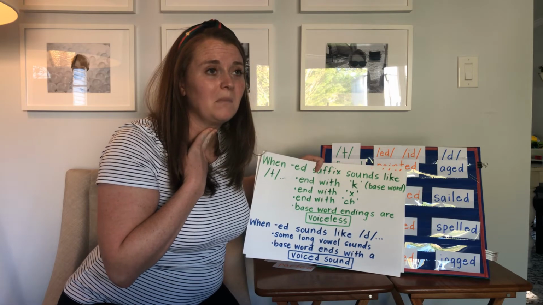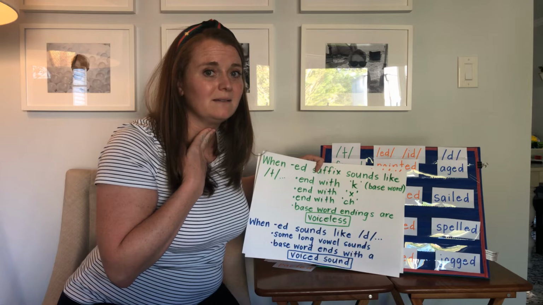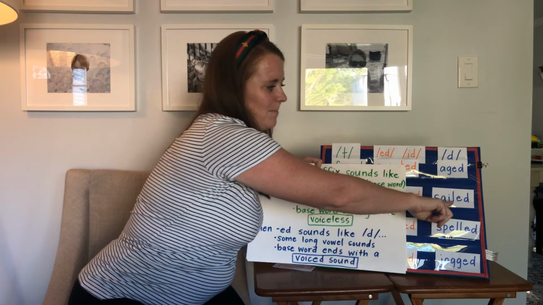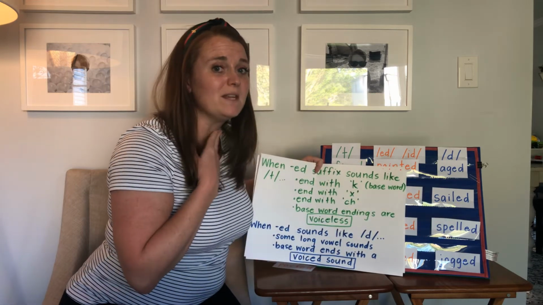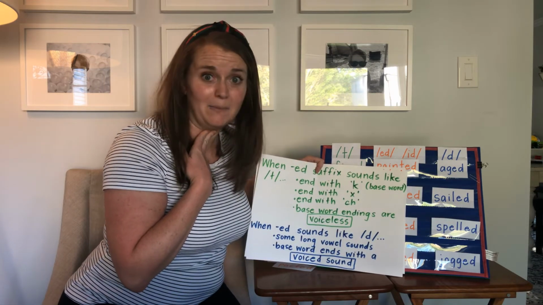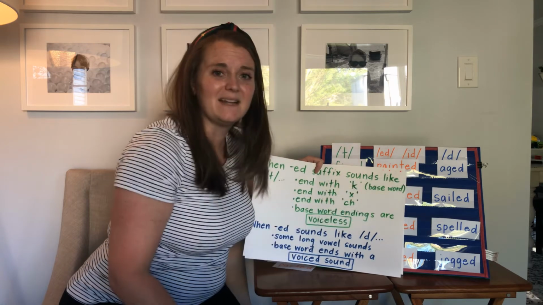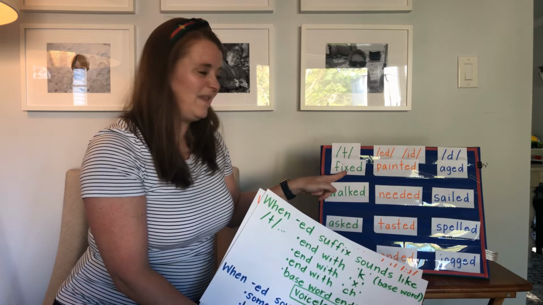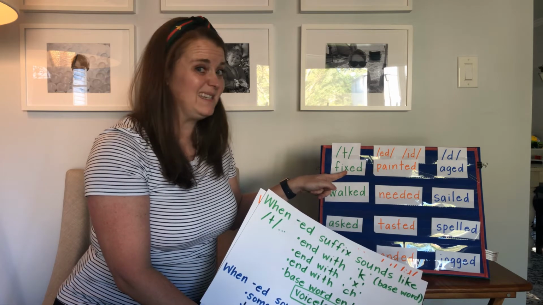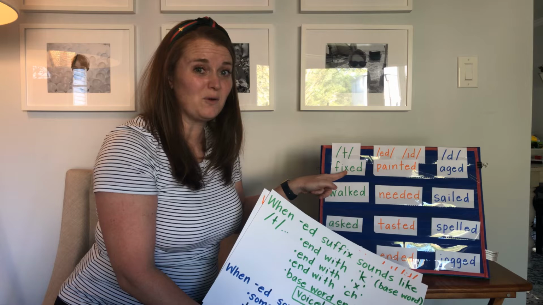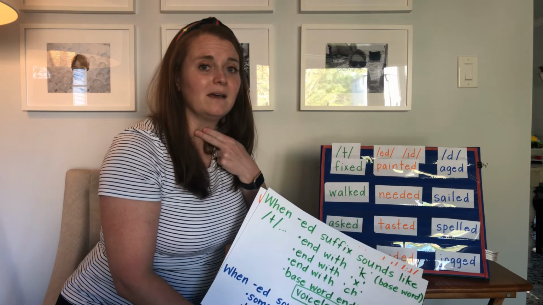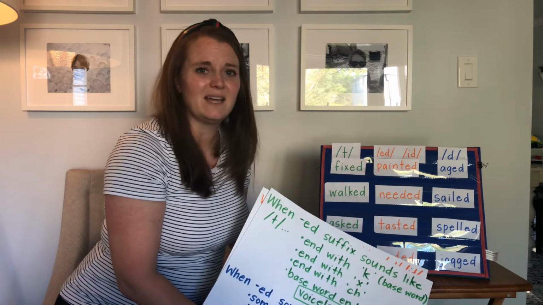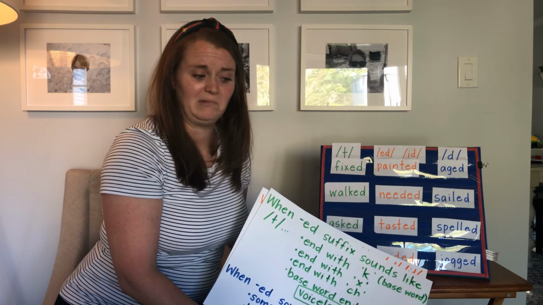L, sailed, and then you add the ending. So when the end sound in the base word before the ED has a voice to it or makes your vocal cords vibrate, that ending sounds like the D, like in D. Remember, when the end letter in the base word does not make your vocal cords vibrate, like in K for walked, then the ED sounds like the T sound in T. But that was kind of interesting.